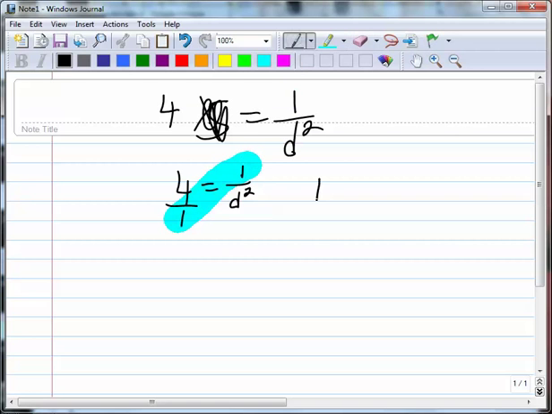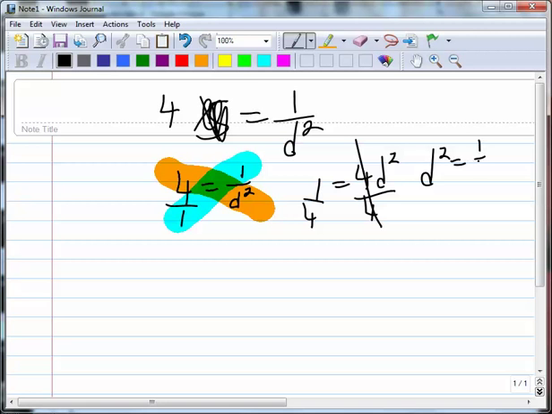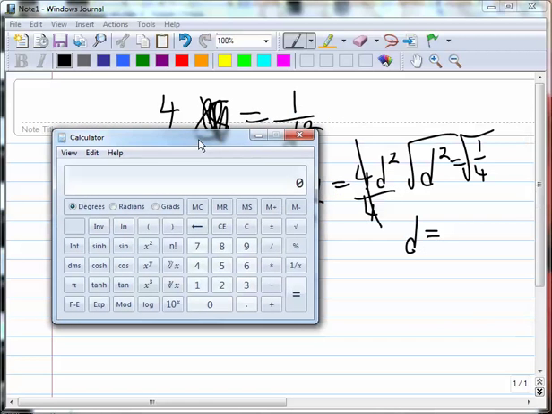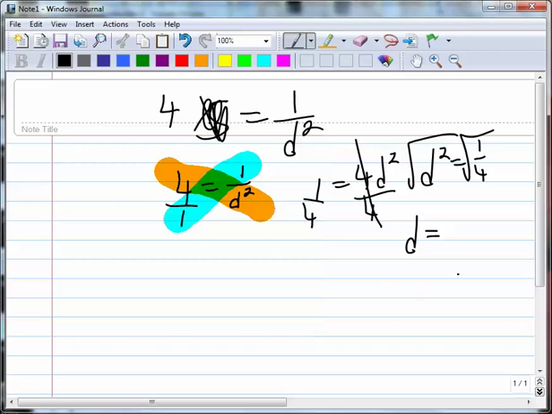1 times 1 is 1, and then 4 times d squared is 4d squared. Divide both sides by 4. So d squared equals 1/4. We take the square root of both sides. Take the square root of d squared, you get d, which is what we want. Take the square root of 1/4. Do you know what that is off the top of your head? Let's just do this. 1 divided by 4, you get 0.25. And then if we hit the square root button, it's 0.5. Okay, so the distance is 0.5.